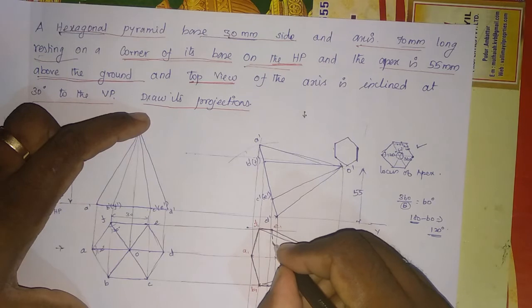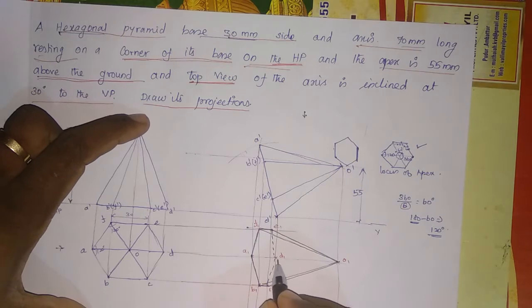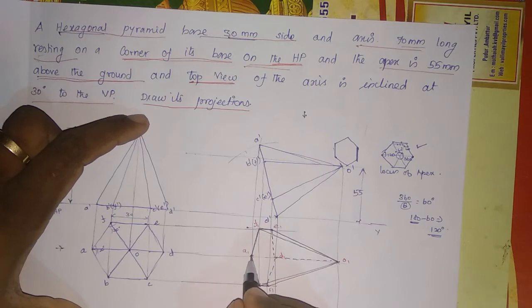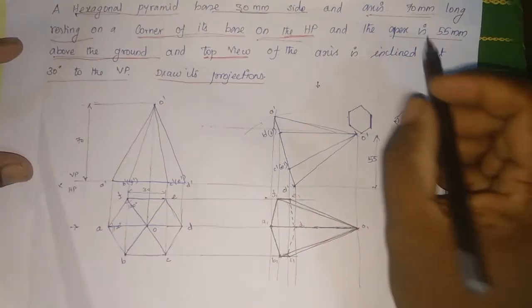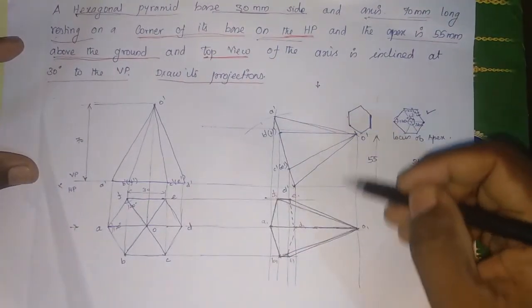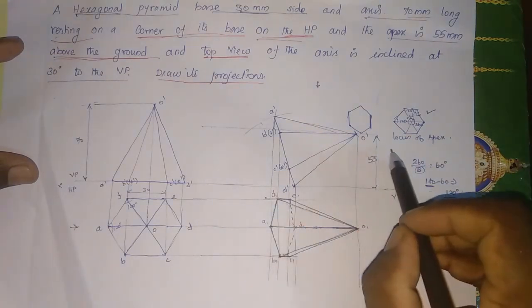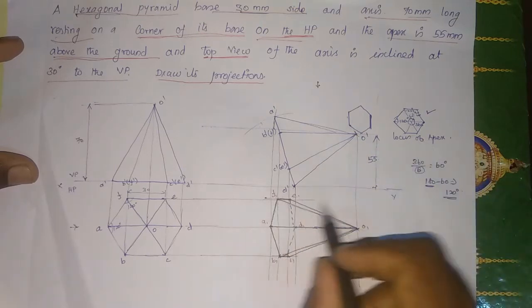So this is the hidden part, C and D, and this OD is a hidden part, and you can see OA. So that hidden part is hidden by this OA. So this is the actual top view. After finding the apex is 55 mm above the ground, this is what we have done, with respect to the apex located in the position 55 above the ground. So we got the top view.